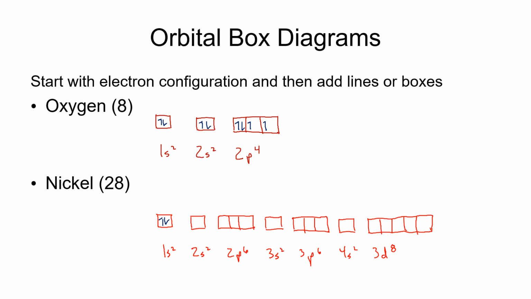Up arrow first, then down, up, then down, up, up, up, down, down, down. Not that it matters when it's full. Up, then down, up, up, up, down, down, down, up, down. And here's where it matters. 1, 2, 3, 4, 5, 6, 7, 8. There you go, orbital box diagrams for oxygen and nickel.